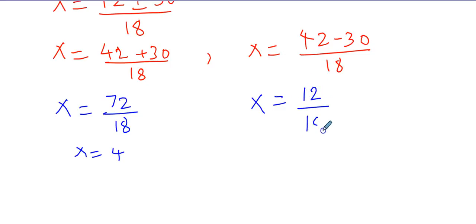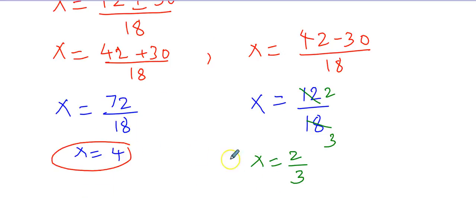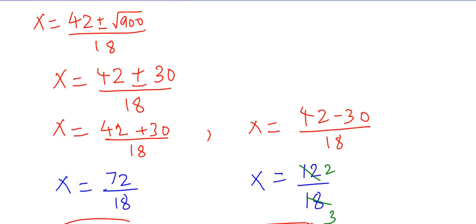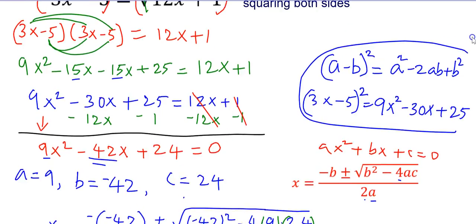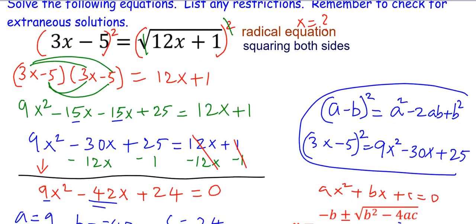12 over 18, and it is a fraction. I'm saying 12 and 18, the greatest common factor is 6. 6 divides 2 times, and 6 divides 3 times. The top and bottom, that is 2 is remaining on the numerator, and in the denominator you are left with 3. So these are the two values for x: x is equal to 4 and x is equal to 2 over 3. Those are the two answers for this radical equation.